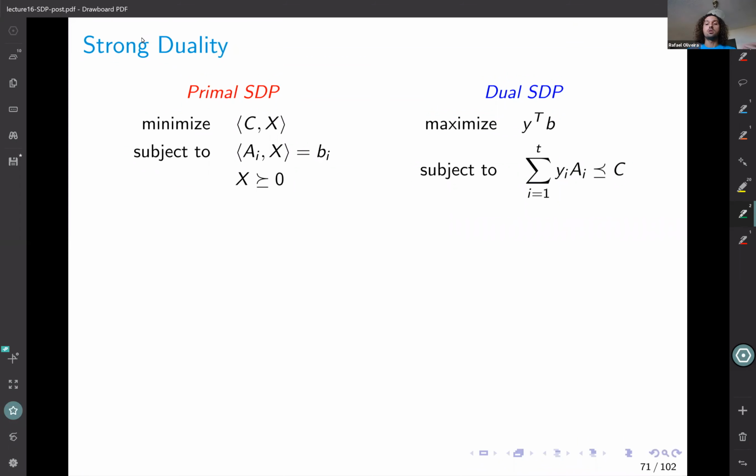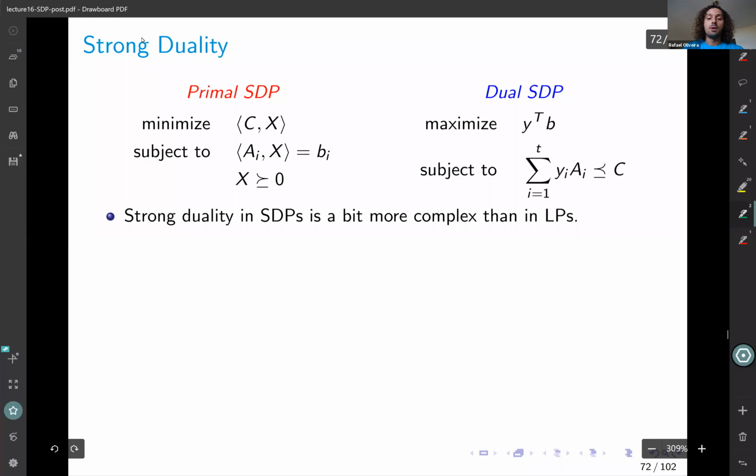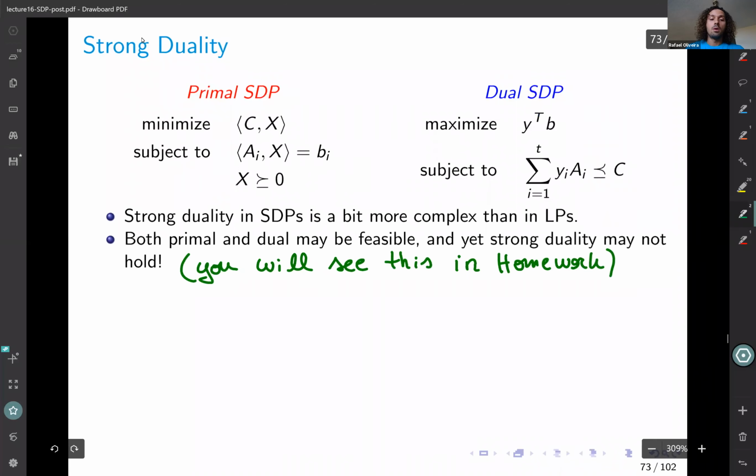And now let's talk about strong duality. And strong duality would be a kind of converse to those two statements that we talked about before. And if I have a primal and a dual SDP, right? So it turns out that strong duality for semi-definite programs is a bit more complex than in linear programs. Okay, and how so? Well, it turns out that both primal and dual may be feasible.